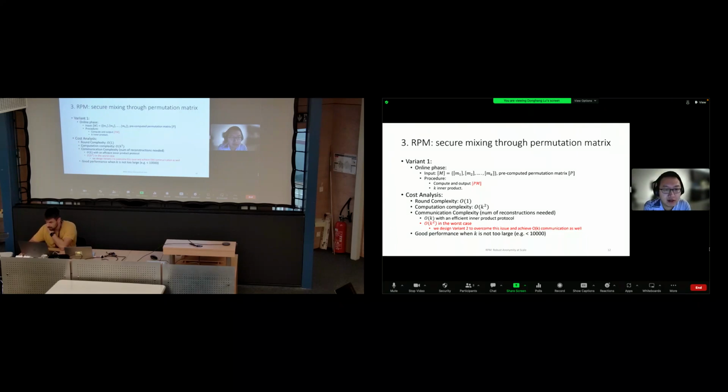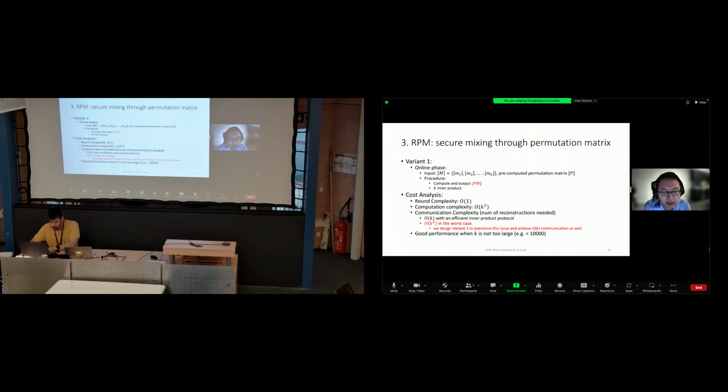Then the online phase turns out to be straightforward if we have this pre-computed permutation matrix. In the online phase, we take the secret shared message vector as the input. Then the online phase just computes and outputs this matrix multiplication. Considering M is a vector instead of a matrix, this is essentially just k inner products. So what's the cost? Here, the round complexity is 2 rounds. The first round is used to do the inner product, and the second round is used to reconstruct the result. And the computation complexity is O(k squared) because of the inner product computation.